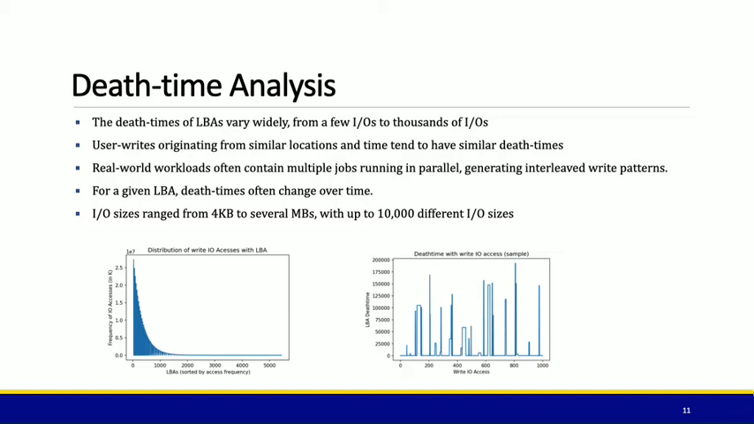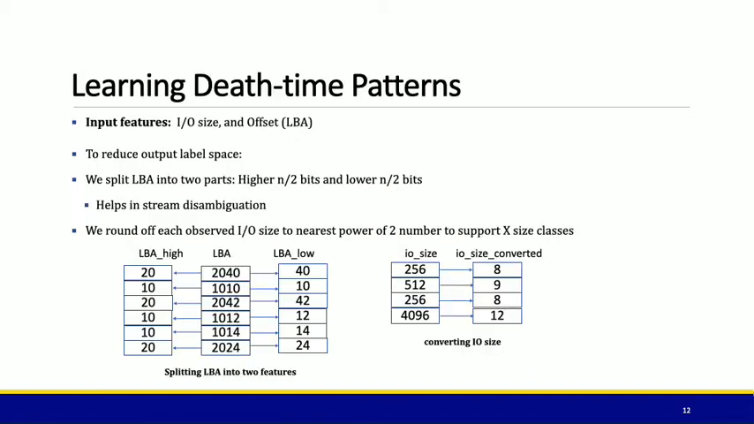Hence, separating IO streams based on death times enables the invalidation of pages within the block solely via user writes. We also found that user writes originating from similar locations tend to have similar death times, which is in line with prior work. Hence, the LBAs of IO writes can be used to separate streams of data with similar death times together within the same block. We also found that for a given LBA, the death times change over time. Hence, prior history of assigning LBAs to blocks can be inefficient, resulting in higher write amplification.